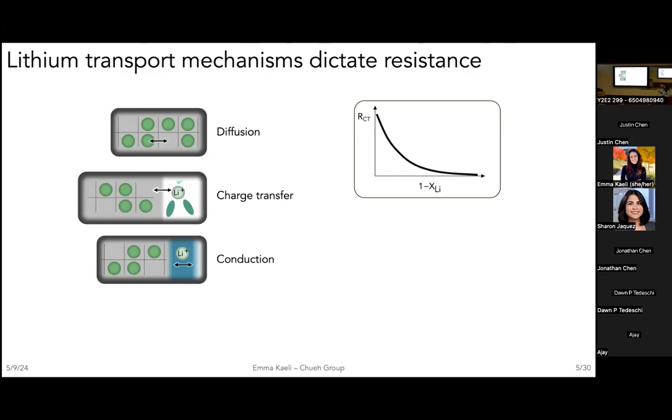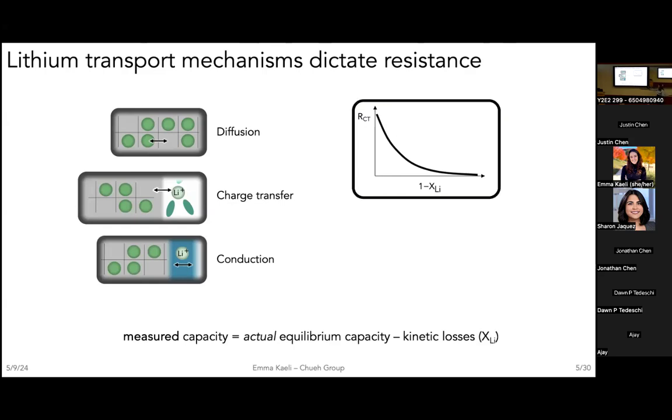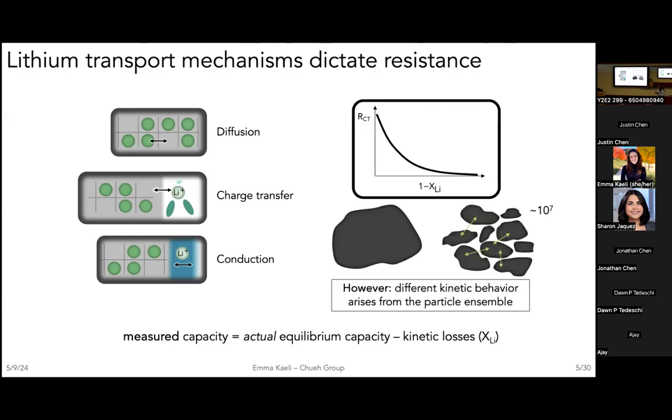These mechanisms are pretty well understood, especially for a single particle. And so as a result, you might be able to say, okay, our measured capacity is going to be our actual equilibrium capacity minus kinetic losses, now modified as a function of the lithiation state. However, these single particle approximations are something that people generally make throughout the field, but end up not being an incredibly great assumption. So in our lab, we've demonstrated that the interplay between the different particles actually manifests in different kinetic behavior.